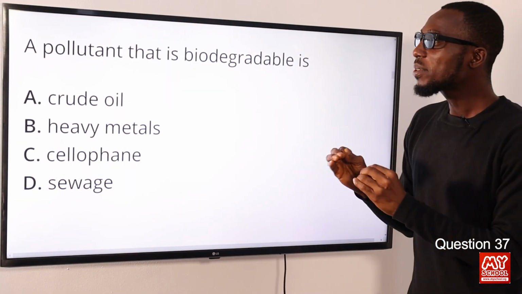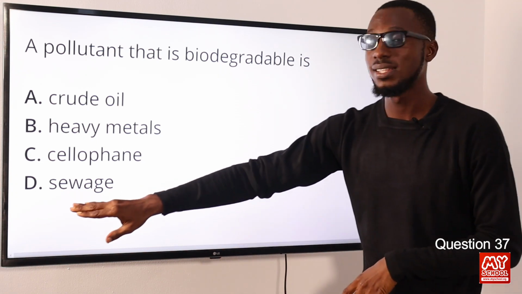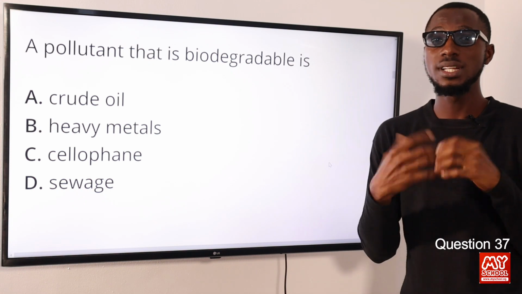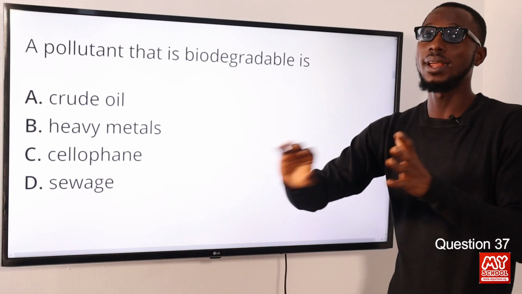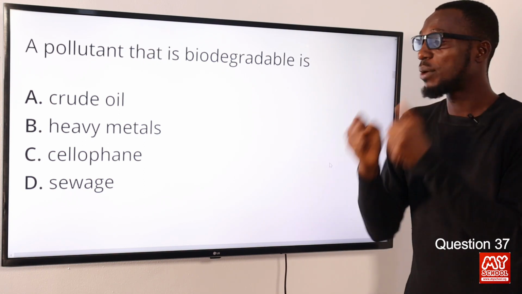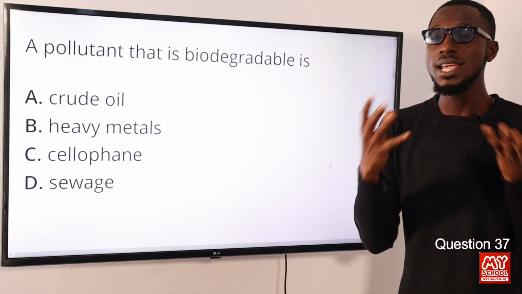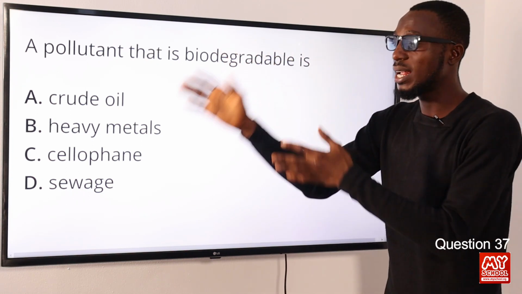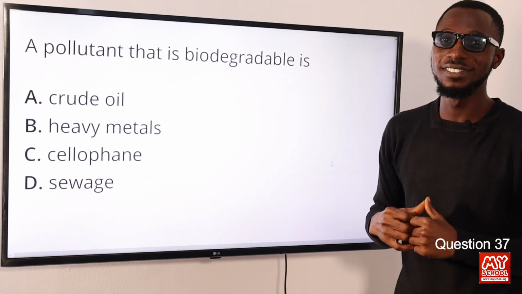37. A pollutant that is biodegradable is what? It's actually the sewage. That is where the beneficial aspect of microorganisms comes in, especially in this context referring to sewage. You're talking about the saprophytic microorganisms. They will break this down for us into harmless inorganic compounds. So the biodegradable pollutant in the options provided is sewage. Option D is the correct option.